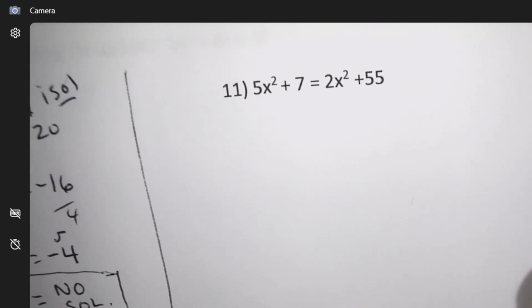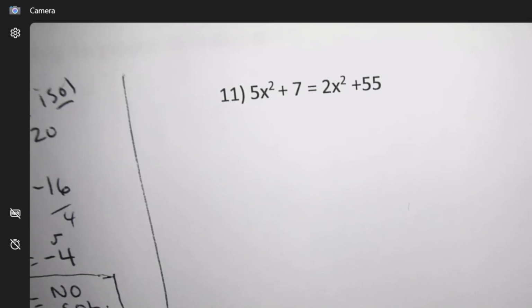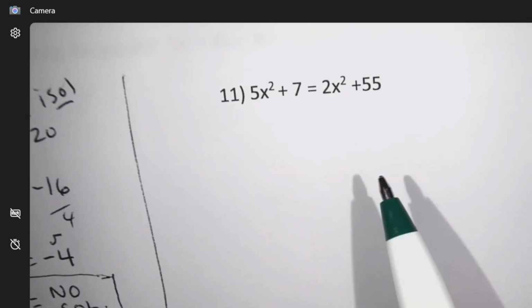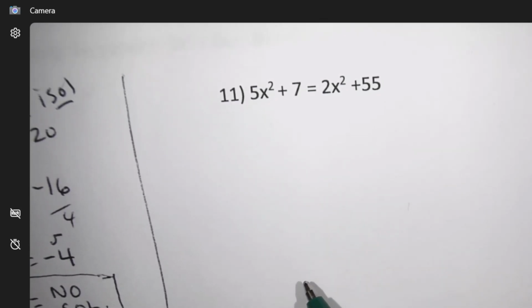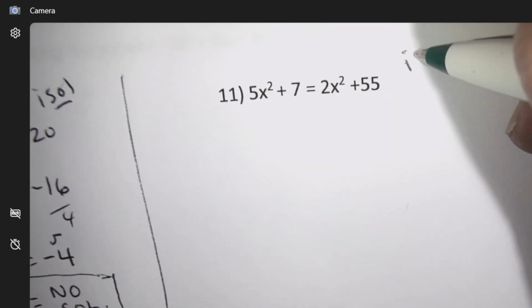Okay, number 11. There's only one variable here. X squared is the only thing I see. So that's one variable. So what does that mean?